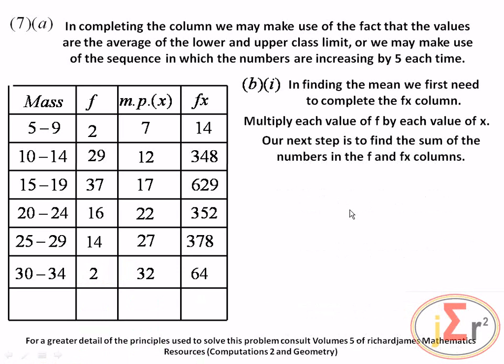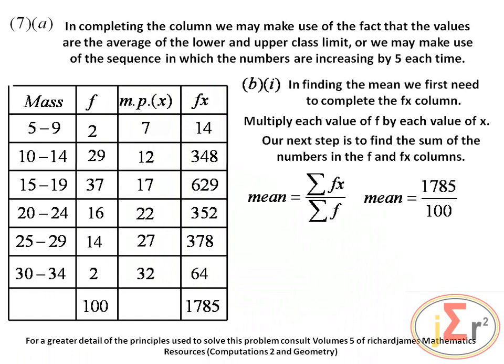Our next step is to find the sum of the numbers in the f and fx columns. Summation of f is 100 and summation of fx is 1785. Do not forget that the mean is given by the summation of fx divided by the summation of f. So we have 1785 to be divided by 100, and of course that gives 17.85 kilograms.